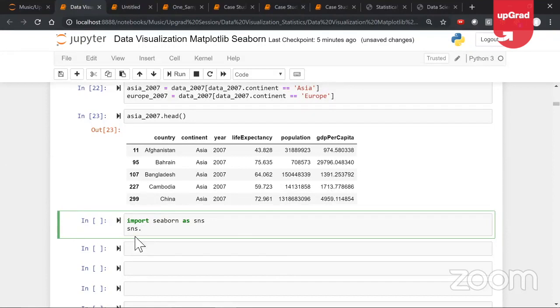Okay, what about dist plots? Dist plots are obvious, right? I can do a dist plot. Dist plot, what do you want to see? Dist plot of population. What do you expect from a dist plot of population? Dist plot of, let's say, Asia and 2007. Asia 2007 population.